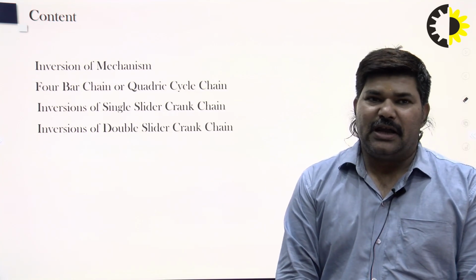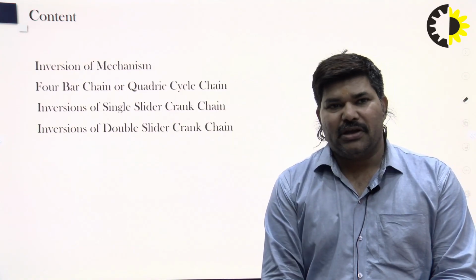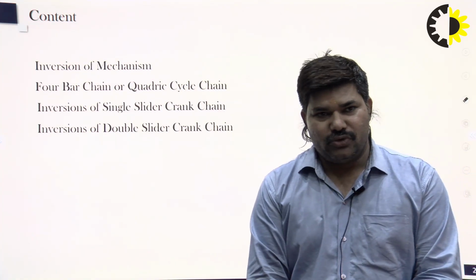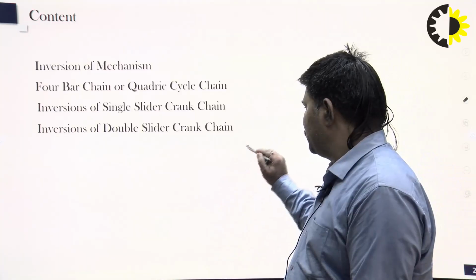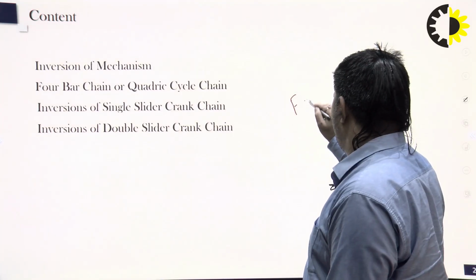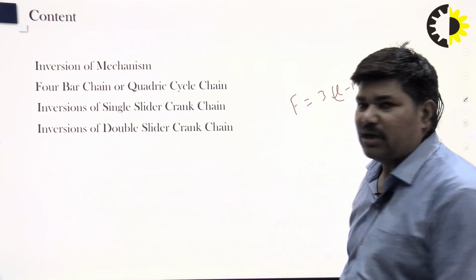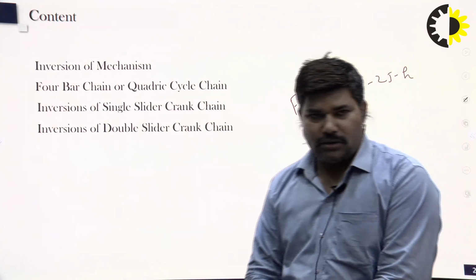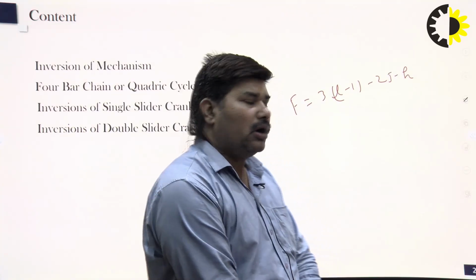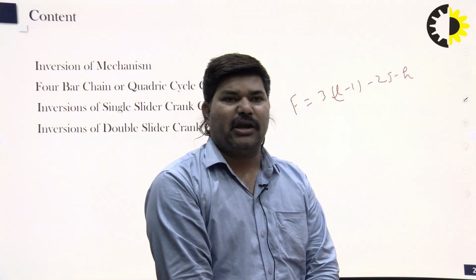In the last lecture I discussed the degrees of freedom and Kutzbach criterion for planar mechanisms. The formula used is F = 3(L - 1) - 2J - H, where L is the number of links, J is the number of joints in terms of binary joints, and H is the higher pair. After using this formula, you can find out how much degree of freedom there is in any mechanism, right?